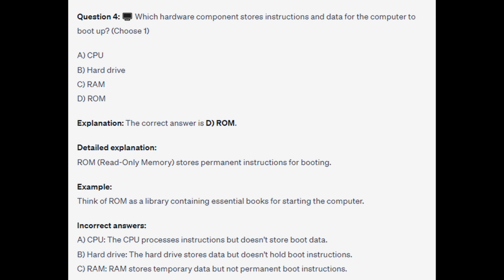And for the incorrect answers, the CPU processes instructions but doesn't store boot data, the hard drive stores data but doesn't hold boot instructions, and RAM, or random access memory, stores temporary data but not permanent boot instructions.